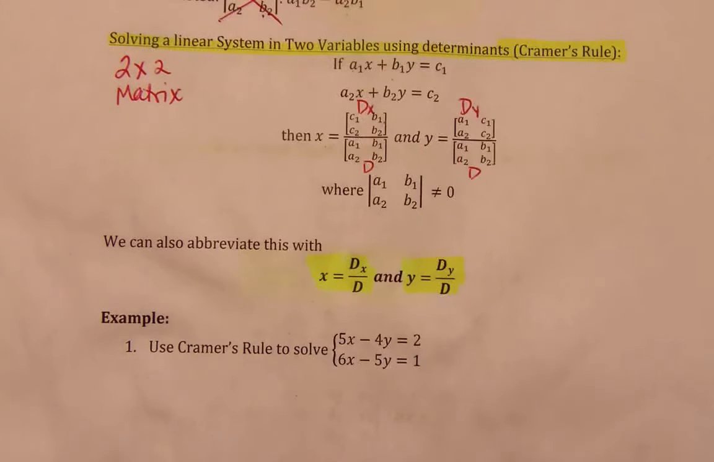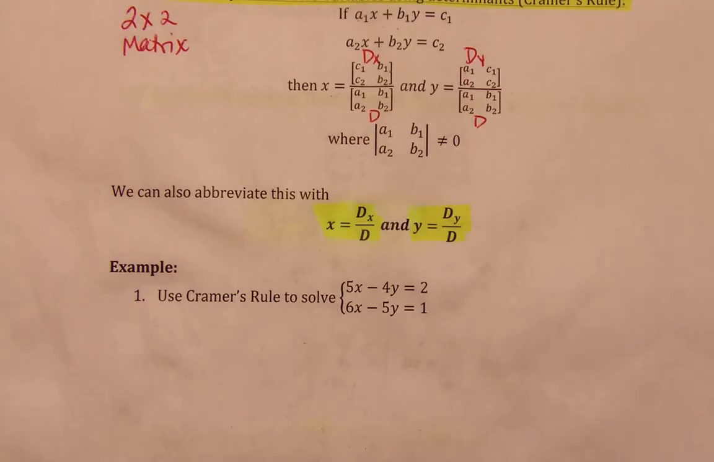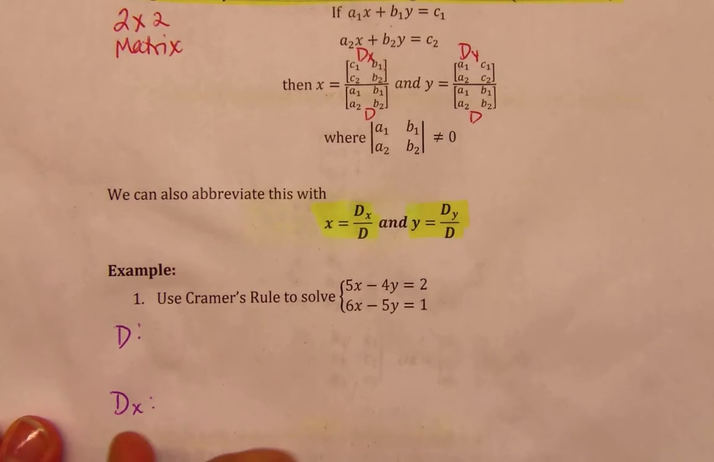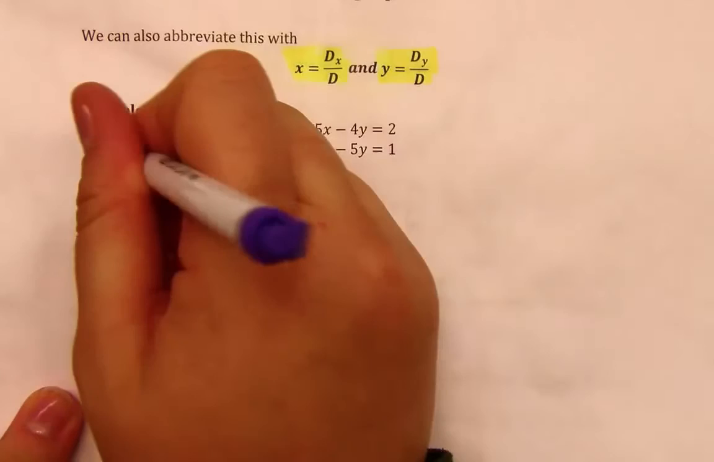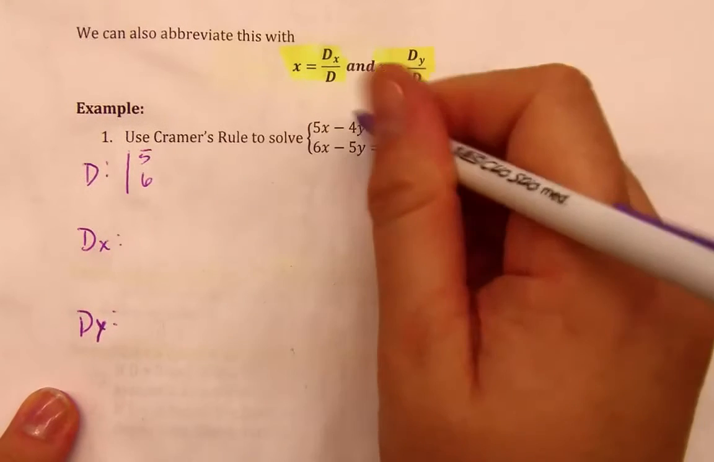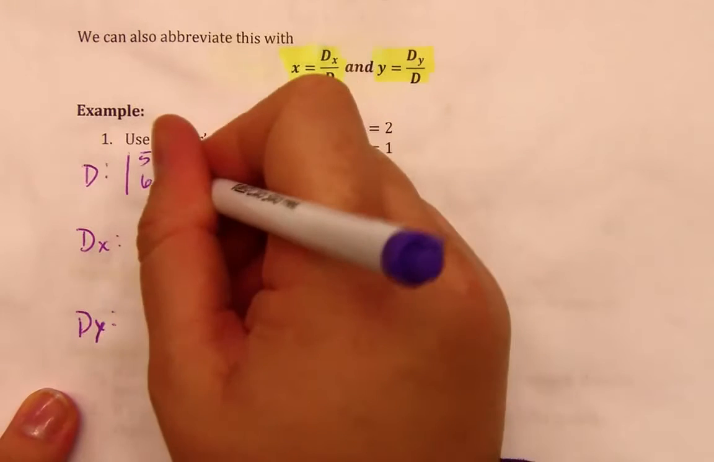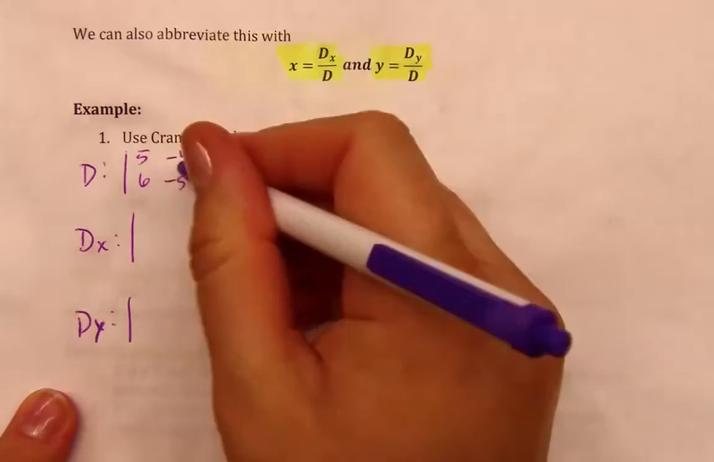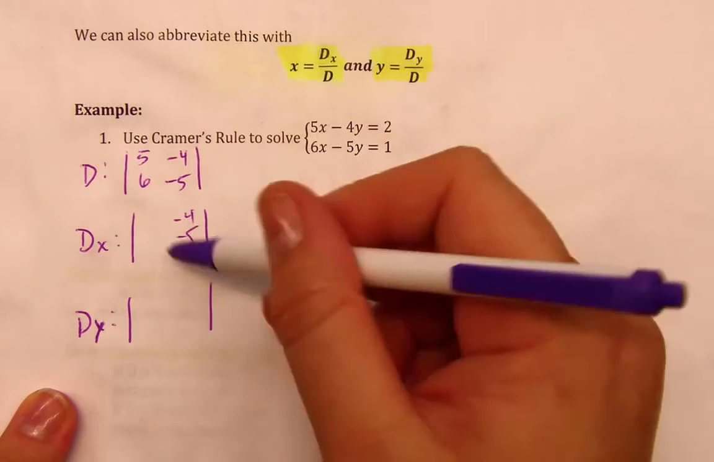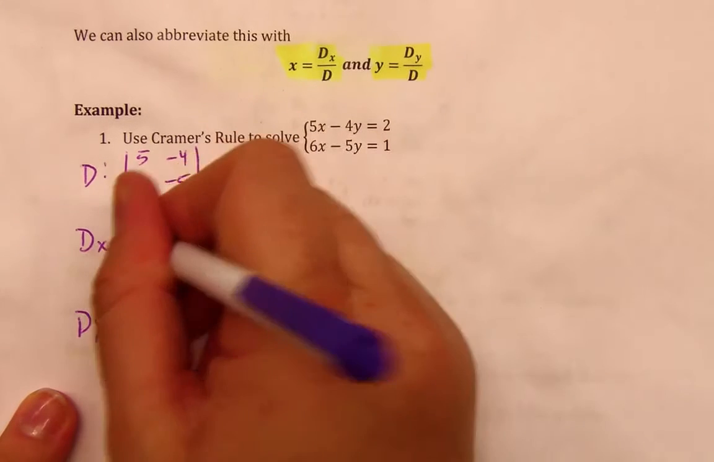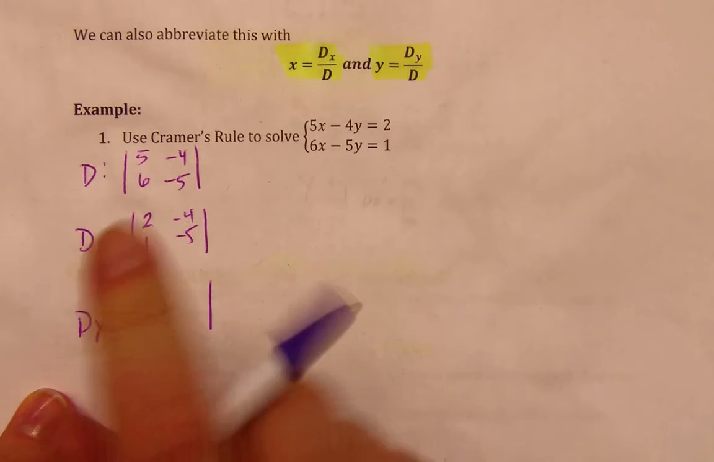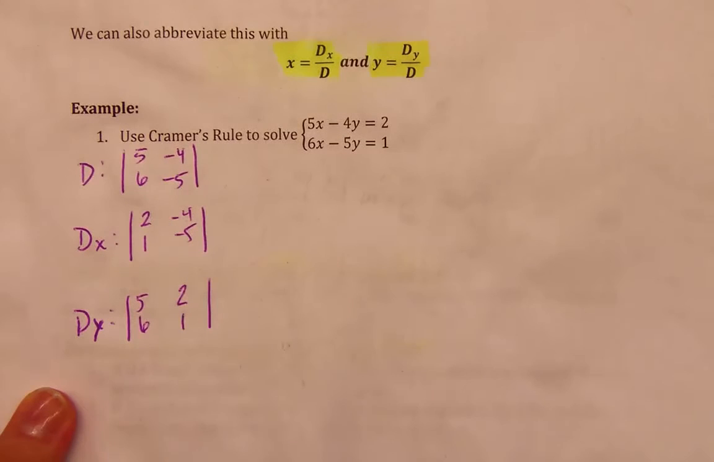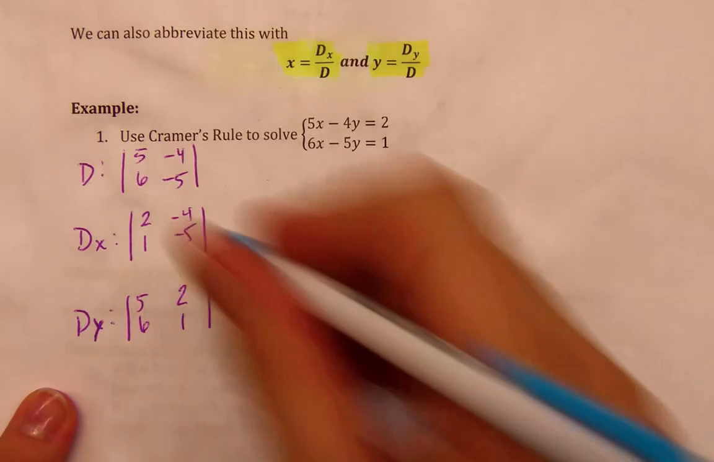Okay, so let's go ahead and do an example of what this actually looks like. So I'm going to set up all of my determinants first. Okay, and D, we have the coefficients of x, 5, 6, and coefficients of y. And then we'll find that one, and then let's go ahead and set up the others. For the x, the y's stayed the same, so -4 and -5. But we're going to replace the x coefficients with these ones, so 2, 1. And for the y ones, the x ones will stay, so 5 and 6, but the y's will be replaced with 2 and 1. And now we can just go ahead and find the determinant.